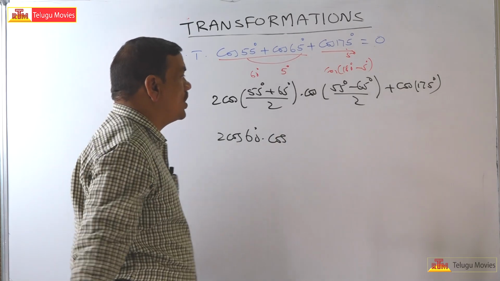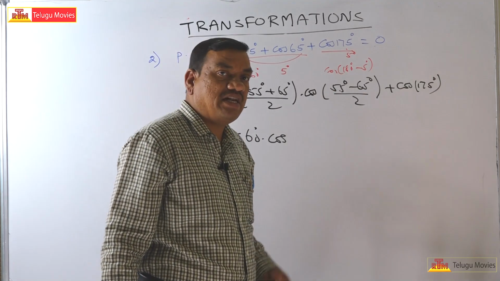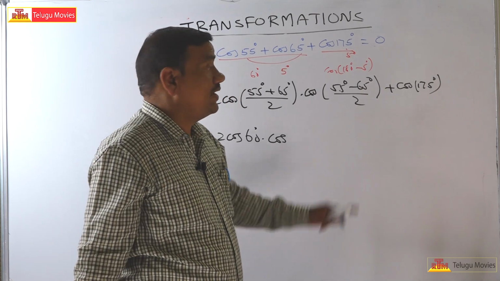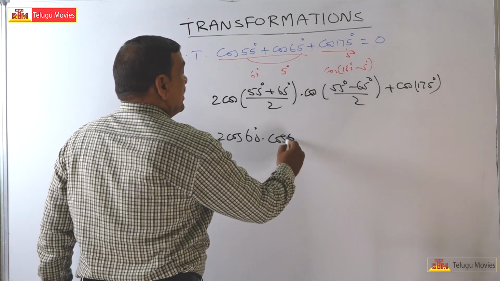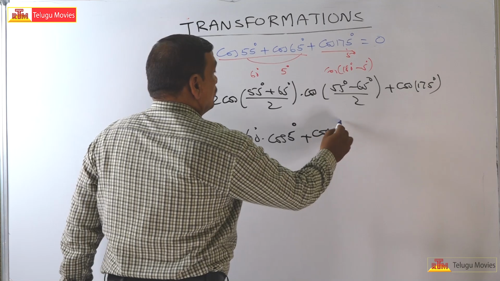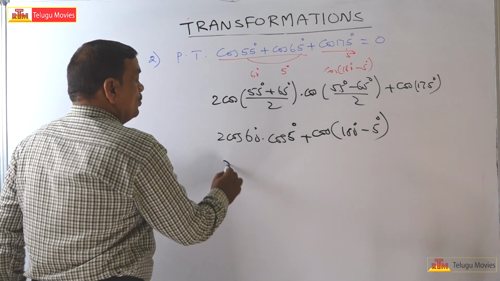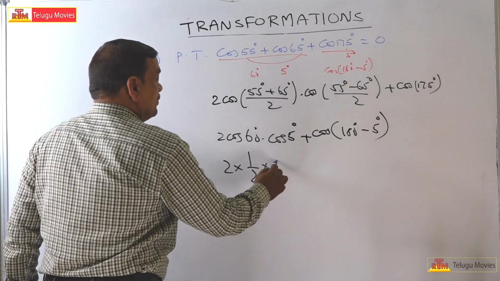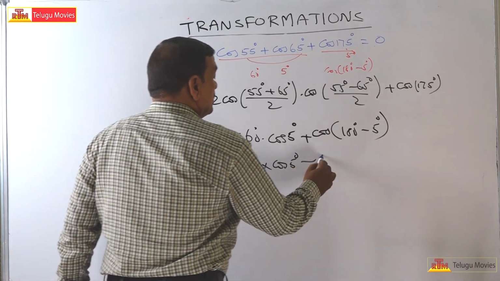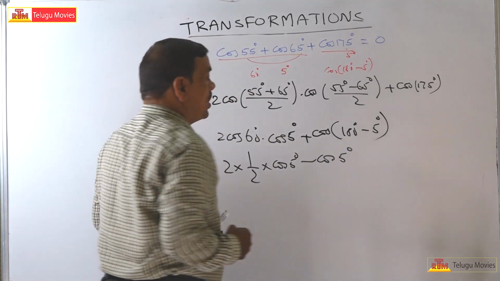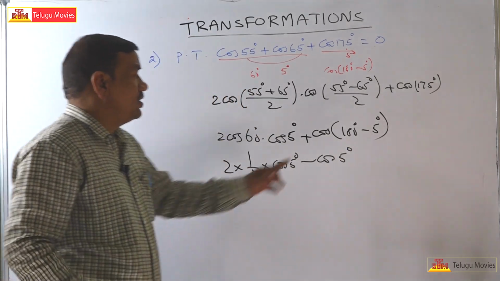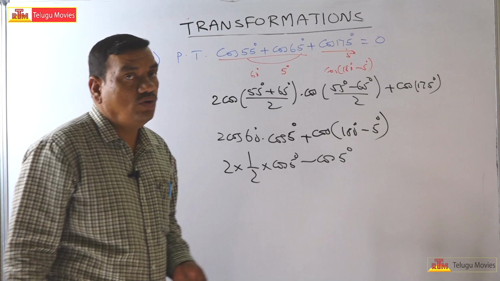This is equal to cos of 55 minus 65 minus 10, minus 10 by 2 minus 5. Of course, cos is there, we can write down the positive angle, that is equal to cos of 180 minus 5 degrees. So, 2 into cos 60 is 1 by 2, this is cos 5 degrees, this is minus cos 5 degrees. How? Cos of 180 minus theta is equal to minus cos theta.